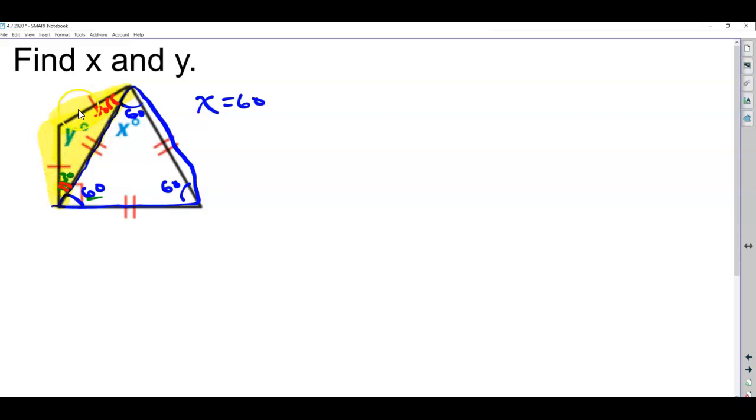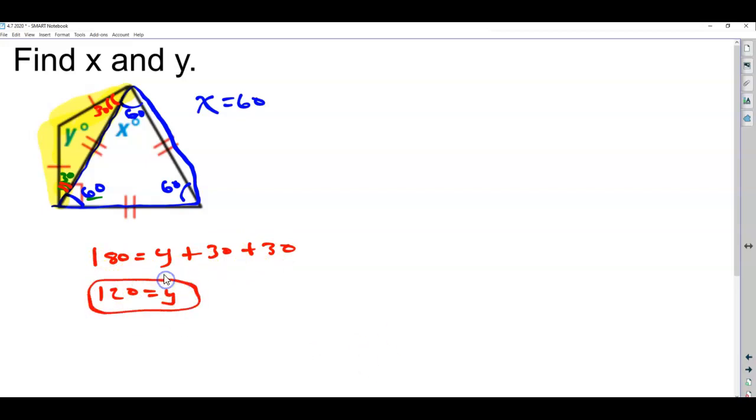And then you know that any triangle has to add up to 180. So that's the triangle sum theorem. If I take y plus the two angles that are equal, 30 and 30, you get 60. If I subtract 60 from 180, I get y equals 120.